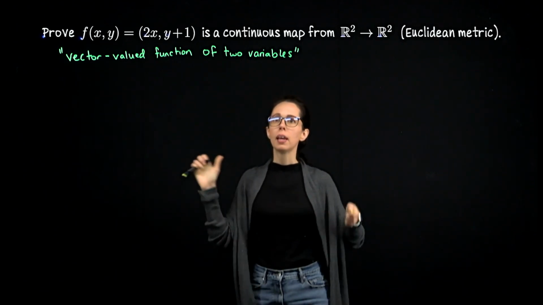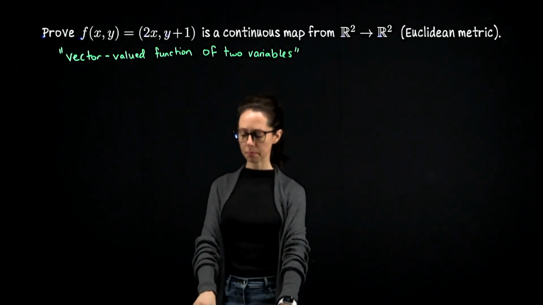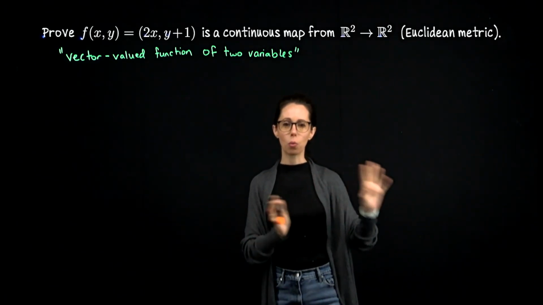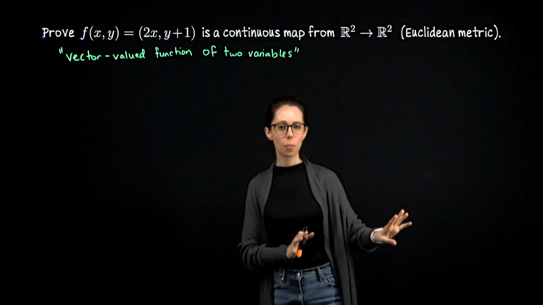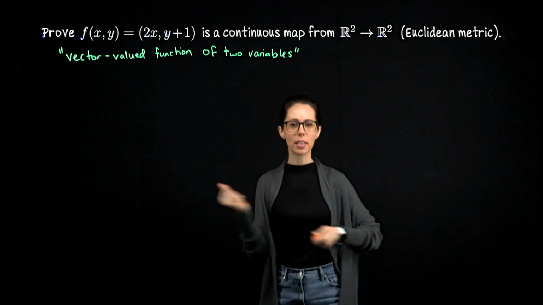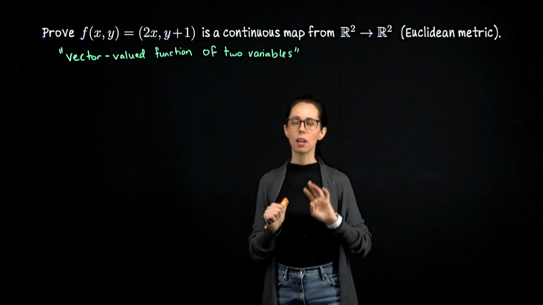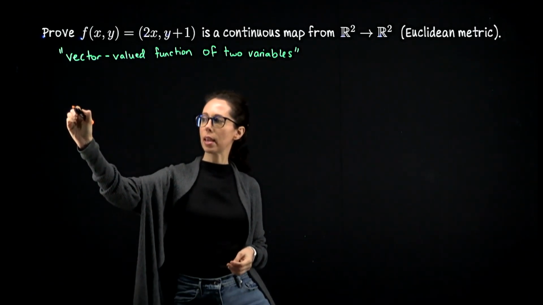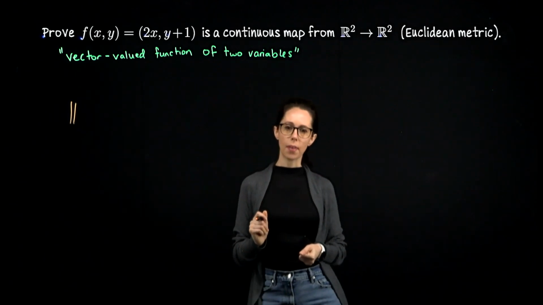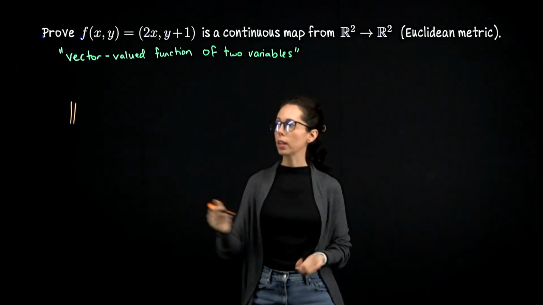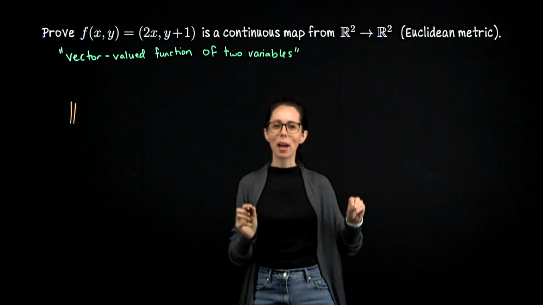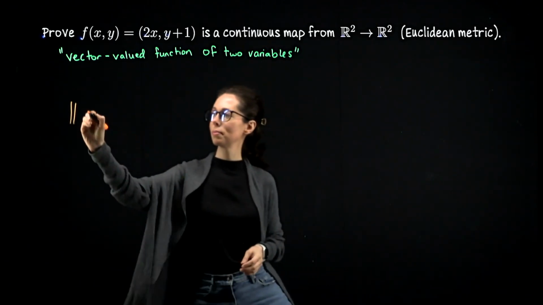All right, so here's how I do scrap work. I want to emphasize that this is what I do on side paper, my work outside of formal writing, so I'm not going to have much sentence structure here. This is what I do in order to get to the proof. I'm going to say, what does f of (x, y) minus f of (a, b) look like?